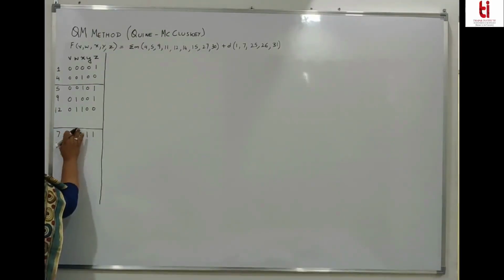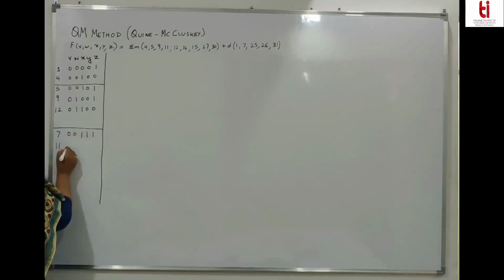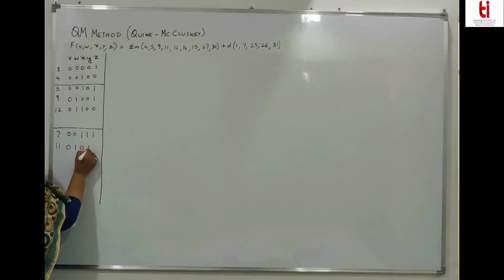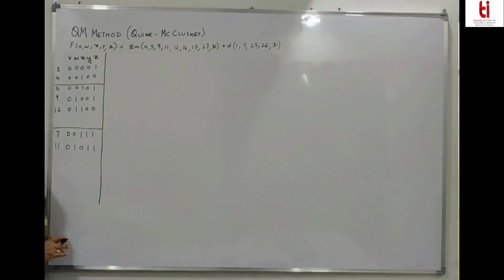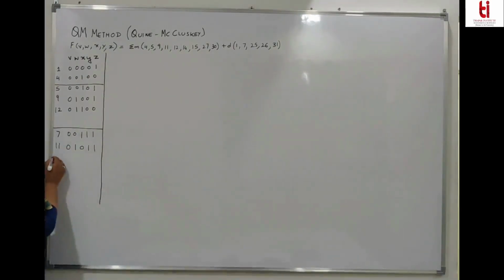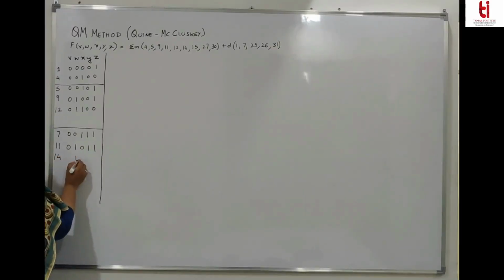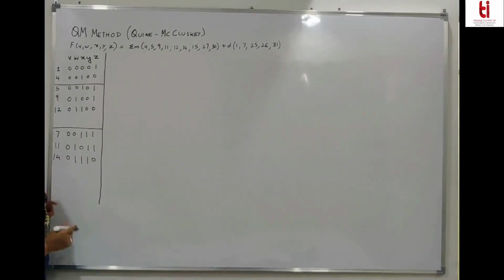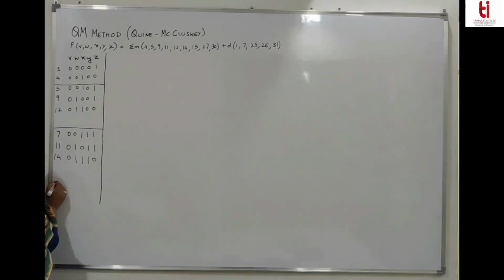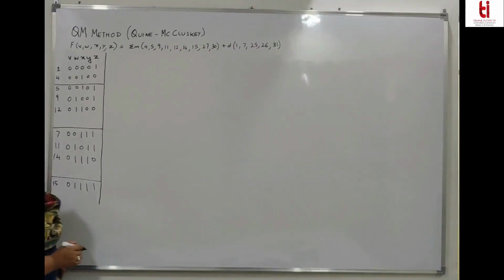7, 11, 8 plus 2 plus 1. Then 12 is already there. What is 14? 8 plus 4 is 12, and this is 14. Then we have 15. What is 15? 4 ones. So I think I'll put 15 here. 1, 2, 3, 4. That's done: 1, 4, 5, 9, 11, 12, 14, 15.